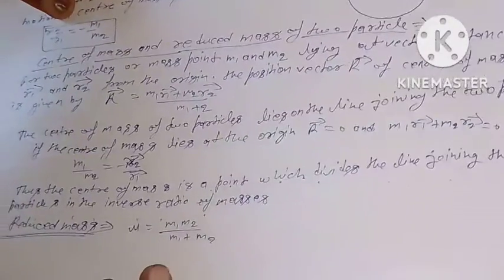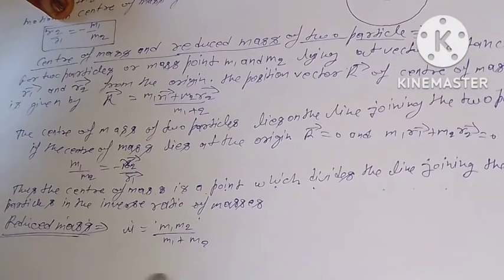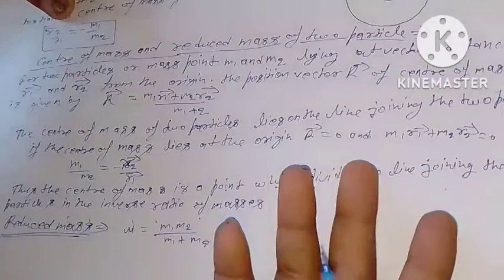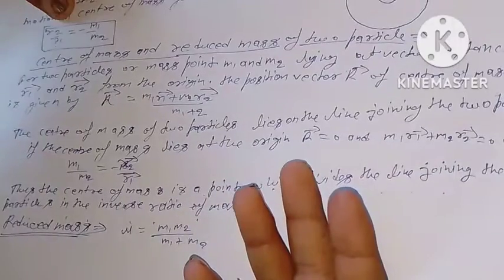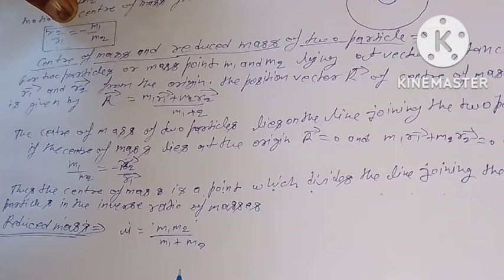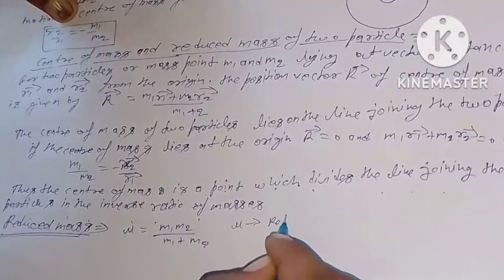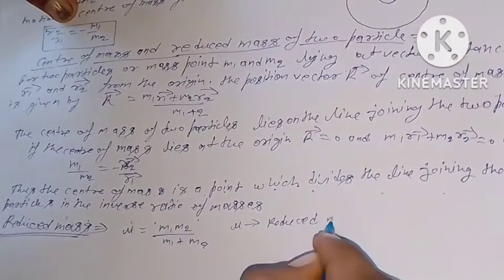Because when there is no external force acting on the system of two particles and the only forces are those of mutual interaction, the system behaves as a single particle of mass mu equal to m1 m2 upon m1 plus m2. In such a case, mu is known as reduced mass.